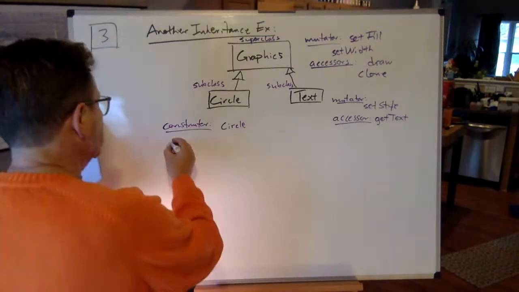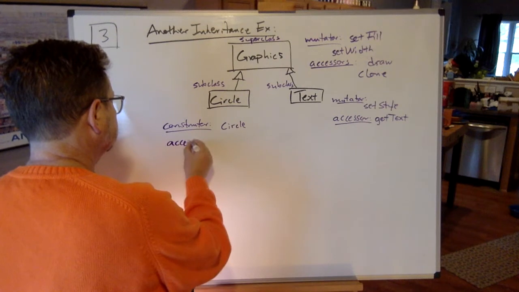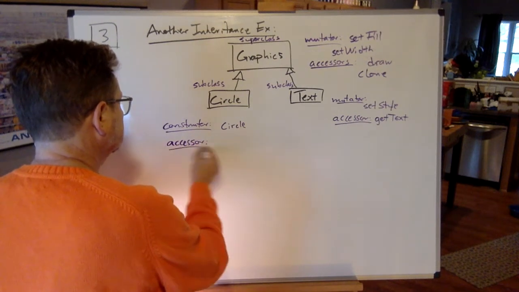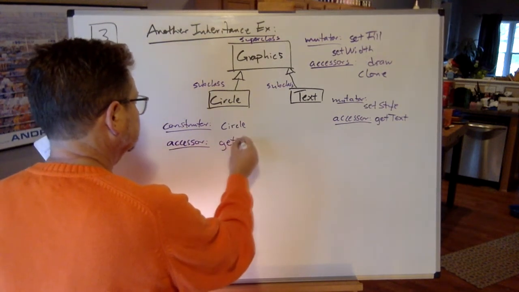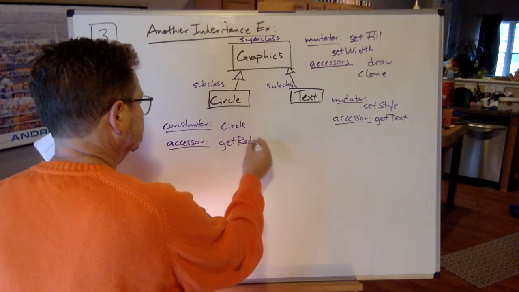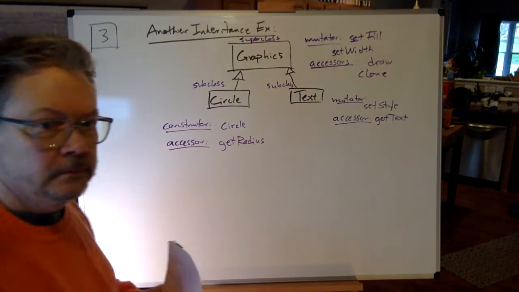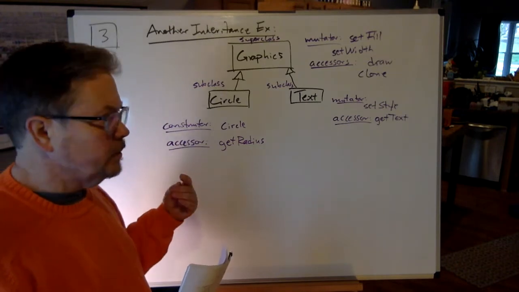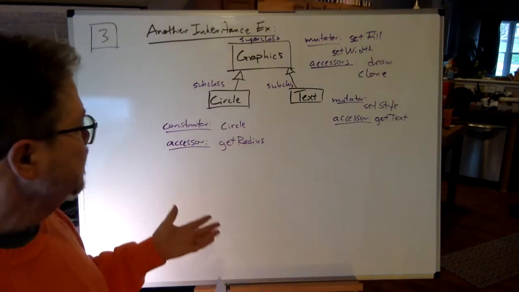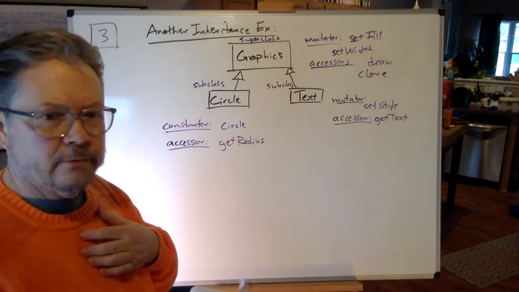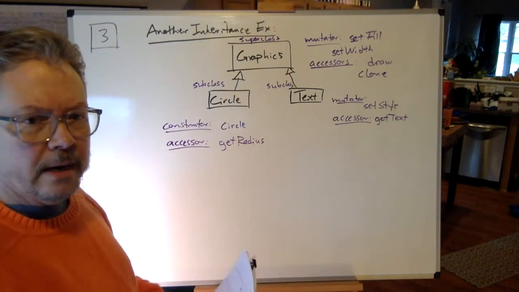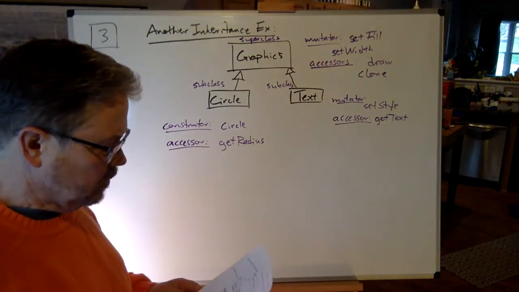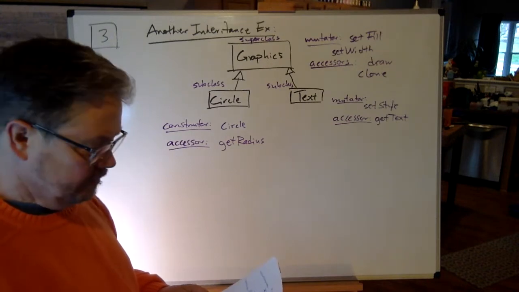It might have an accessor, get radius, where all it does is look at the current radius of the circle, which will be a property or an attribute, and get radius will get that back for us. And we can print that out on the screen in a console window or whatever we want, something like that.